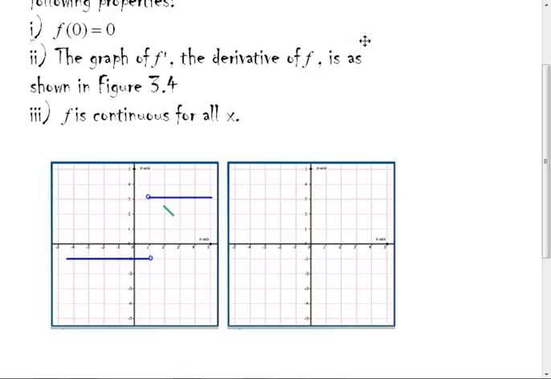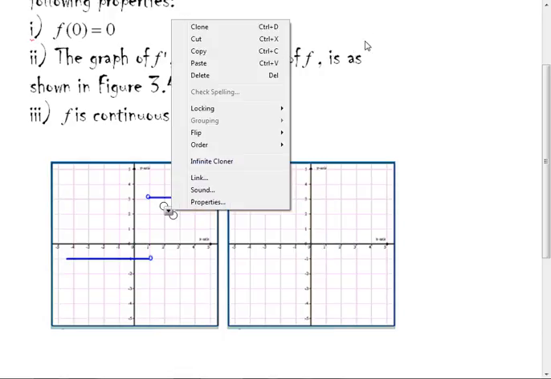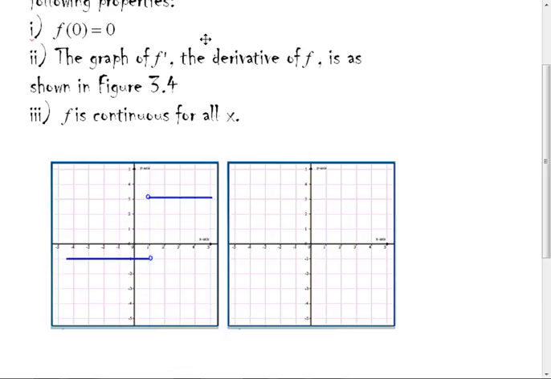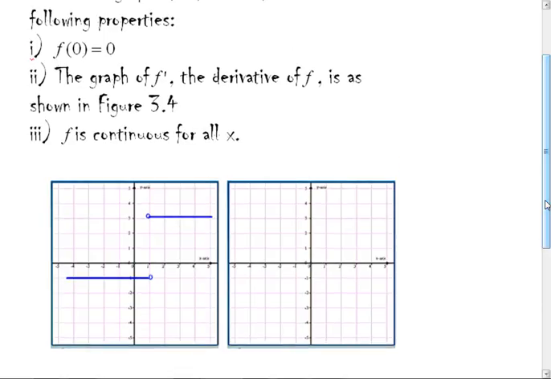Okay. I'm going to cut this too because it doesn't belong there. Okay, ready? f of 0 is 0. This is our f prime of x. This is our f of x. So this is 0. And it says the graph of the derivative is right here, and it's figure 3.4 in your book. My function's continuous. So what's true about the slope for x less than 1? It's what?